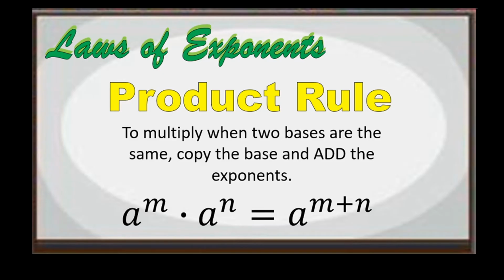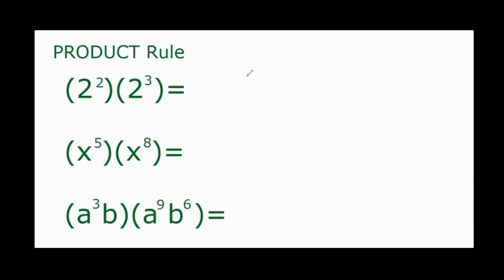Under the laws of exponent, the product rule states that to multiply when two bases are the same, we simply copy the base and add the exponent. Okay, so let's use 2 squared times 2 cubed. Basically, they have the same bases, which is 2, so we just have to copy them. According to the product rule, in multiplying numbers with the same bases, all we have to do with the exponent is simply add them. So for our exponent, that will be 2 plus 3. And that will give us 2 raised to 5.